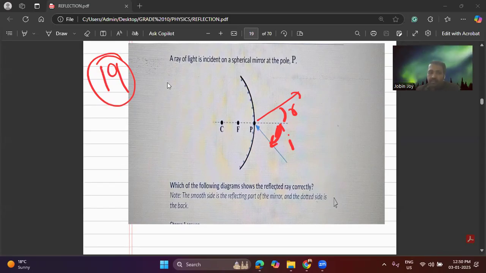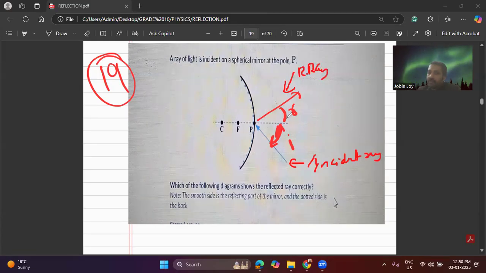So there are some questions. See this question: a ray of light. Here you can see this is the incident ray on a spherical mirror at a pole P. So you should select the correct reflected ray. We already discussed the angle of incidence will be equal to angle of reflection. So this is I, this is R. So the reflected ray will be like this, right? This is the reflected ray, because angle of incidence will be equal to angle of reflection.